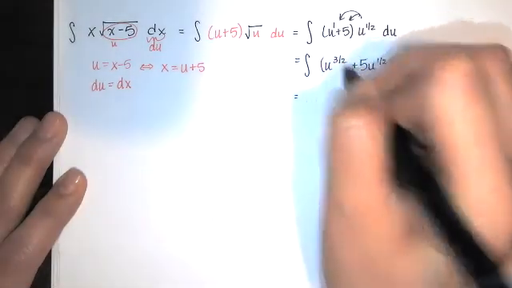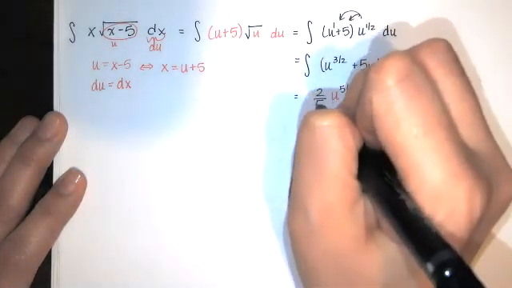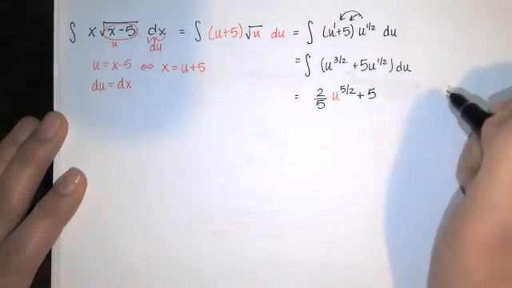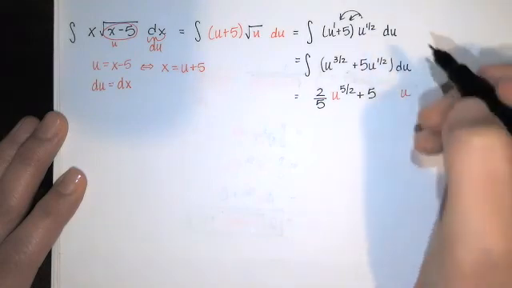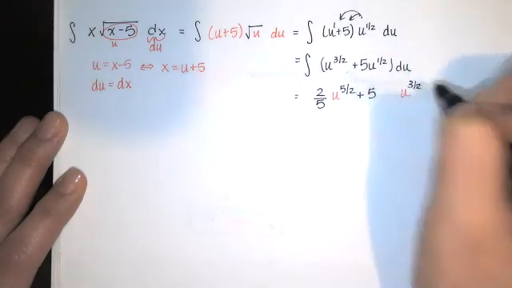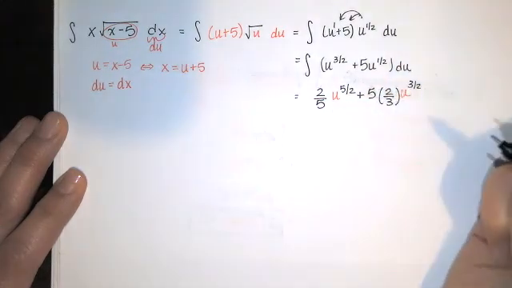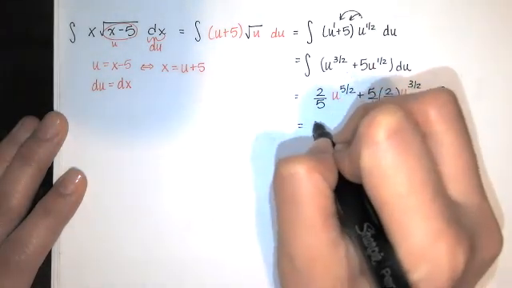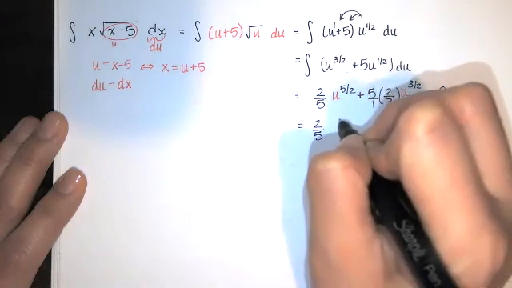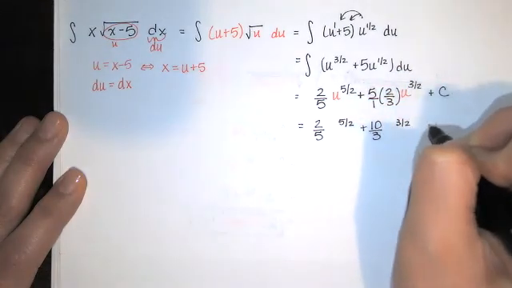So we'll have this. We add 1 to the exponent, and we divide by the new exponent. Dividing by 5/2 is the same as multiplying by 2/5. Then we bring the 5 down. Then over here, we've got a u. We add 1 to the exponent. 1/2 plus 1 is 3/2. And then we divide by the new exponent. Dividing by 3/2 is the same as multiplying by 2/3. Don't forget to add c. And then you multiply straight across. So I've got 2/5 times u to the 5/2 plus 10/3 times u to the 3/2 plus c.